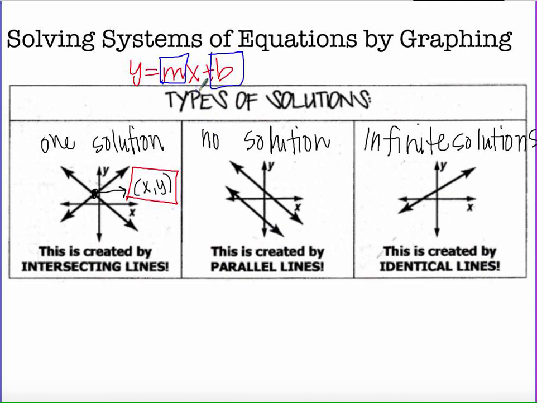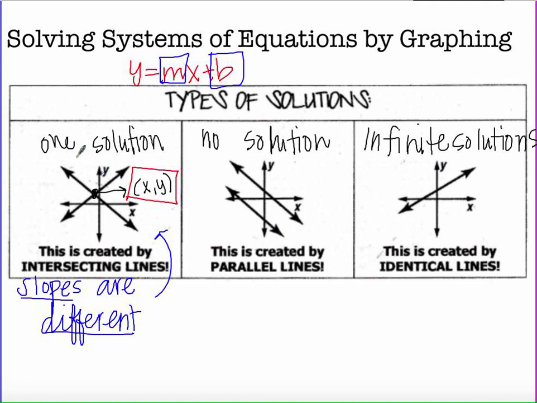If my slopes are different, no matter what the two slopes are, no matter what the two y-intercepts are, if slopes are different every single time, these two lines are going to intersect somewhere. Might be way up, might be way off the graph. But if my slopes are different, there's going to be one solution. Now you might have to graph them, substitute, or eliminate to find out what that point is, but you know they're going to intersect somewhere.